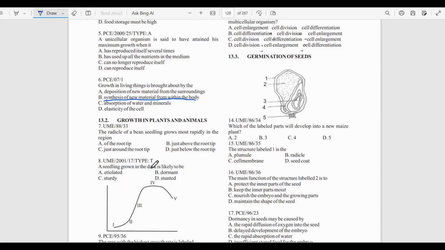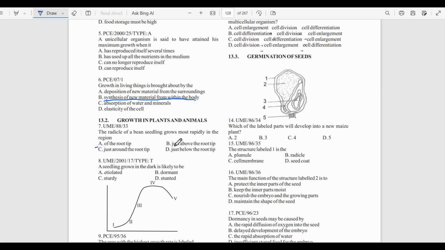Now let's look at growth in plants and animals. The next question here is from 1988, a long time ago. The radicle of a bean seedling grows rapidly in the region of A, just around the root tip, B, just above the root tip, C, just around the root tip, and D, just below the root tip. The right answer to this question 7 is B, just above the root tip.